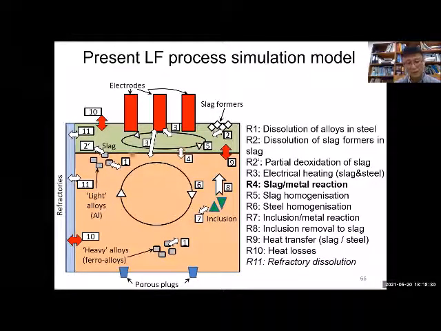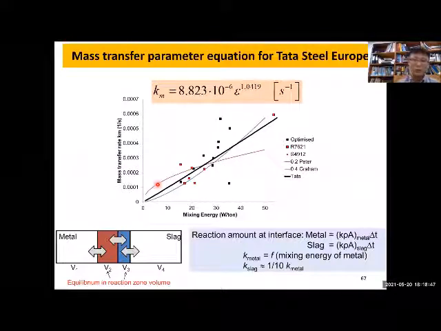And also this stirring energy is controlled by the argon or nitrogen bubbling from the bottom. By injecting different amounts of the gas phase here, we can control the stirring speed, the stirring energy. So it's a very complex system. So what we are doing, using the plant data, is we try to find the mass transfer coefficient equation depending on their operation condition. That's the only thing we are fitting, because this is the key component for the slag-metal reaction.